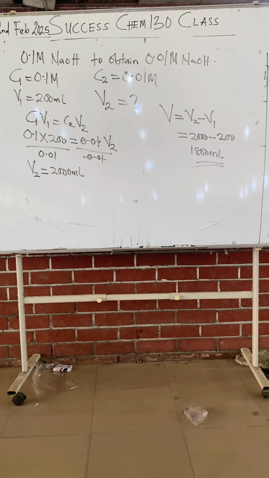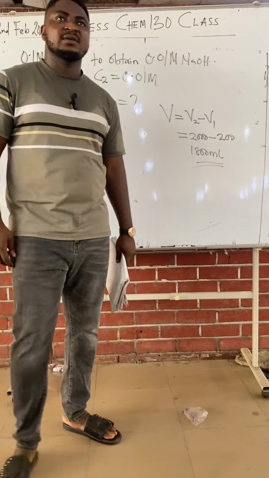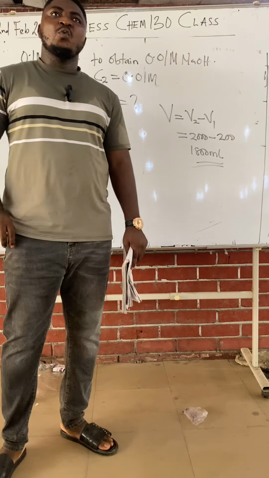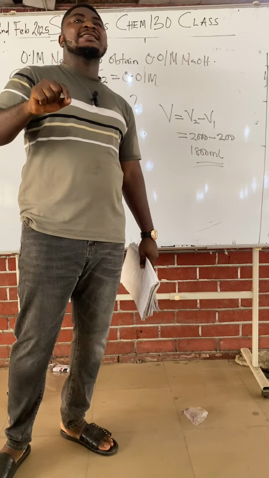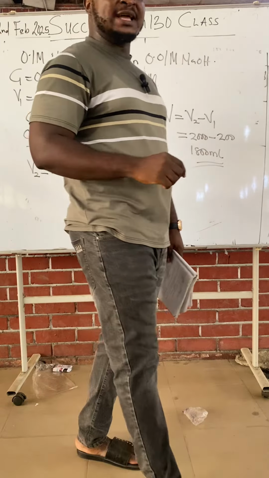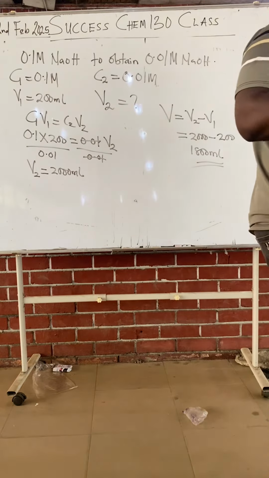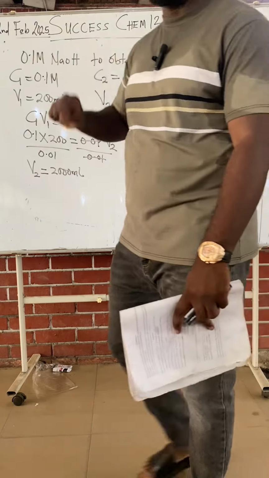Limiting reagent, class, write down. Limiting reagent. Class, have we done limiting reagent before? No, we have not. Okay, good. Class, when 2 reactants are reacting, there is a reactant that is first consumed or first used up. That reactant that is first used up is the limiting reagent.